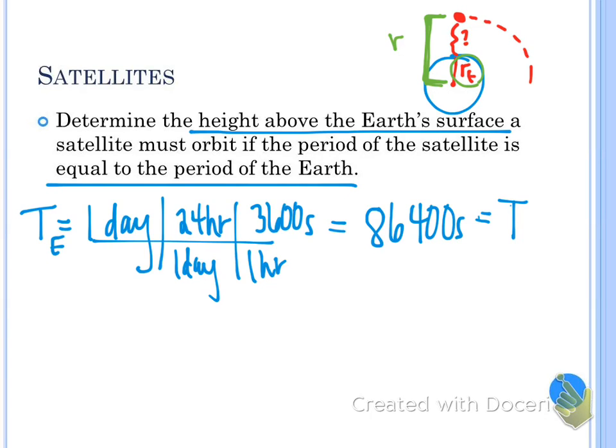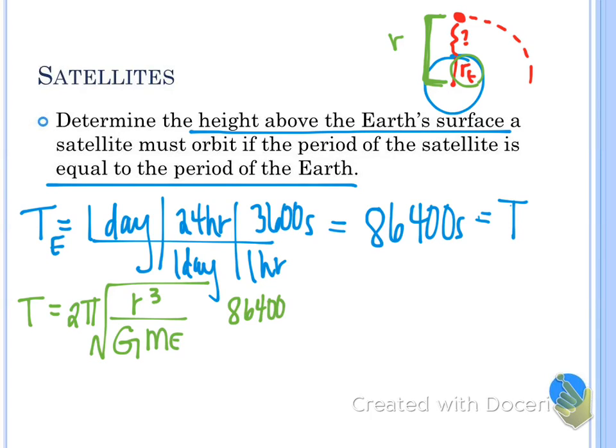So we want to find the radius based on the period given to us. We are going to take our equation for the period of a satellite: T equals 2 pi times square root of r cubed over G times mass of the Earth. I'm going to start plugging in my numbers here. I know that T is equal to 86,400. 2 pi is always there. R is what we're solving for, so that's going to stay. And I'll take G times mass of the Earth.